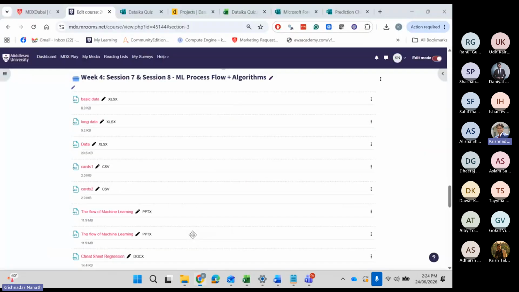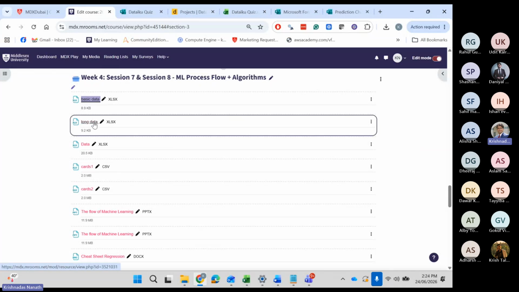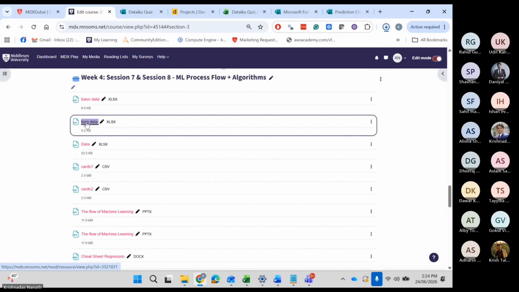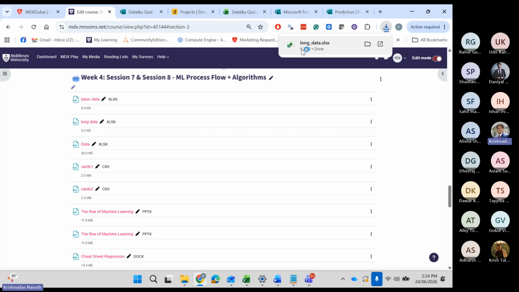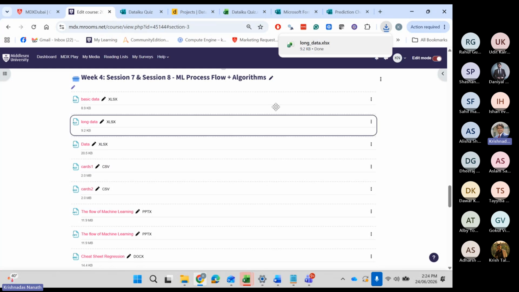Now, where do you find this data? In the same week 4 folder, there is longdata.xlsx. Long data is the one that you'll be downloading. And let's open this and let me tell you what you're doing in this data set.